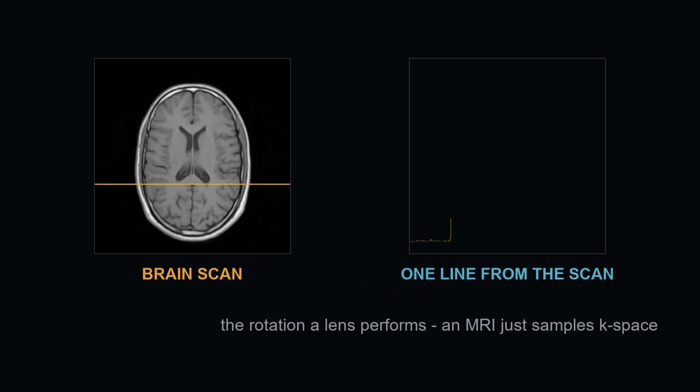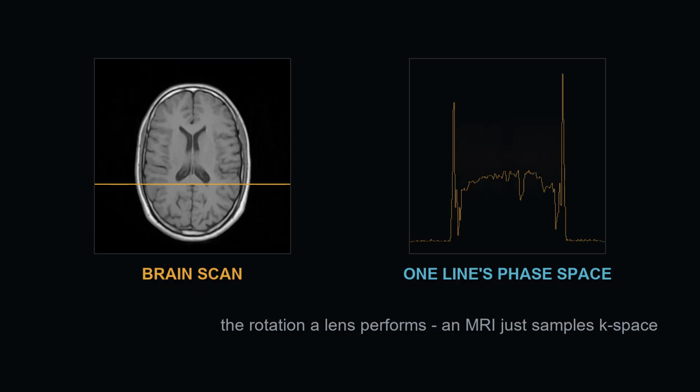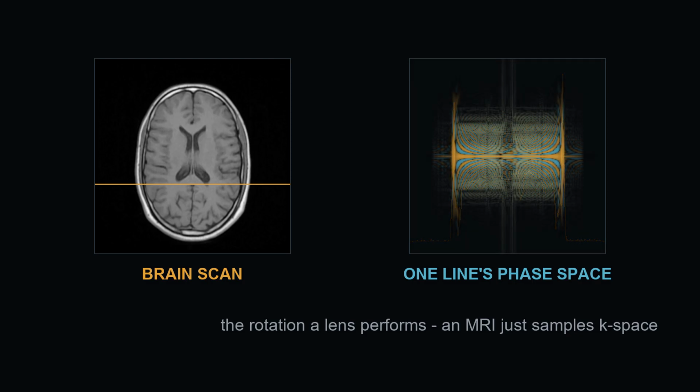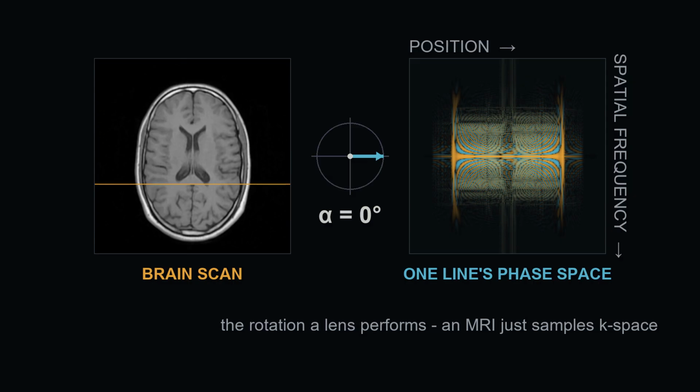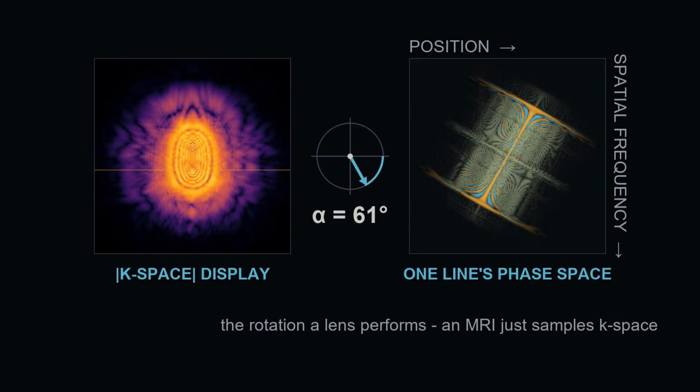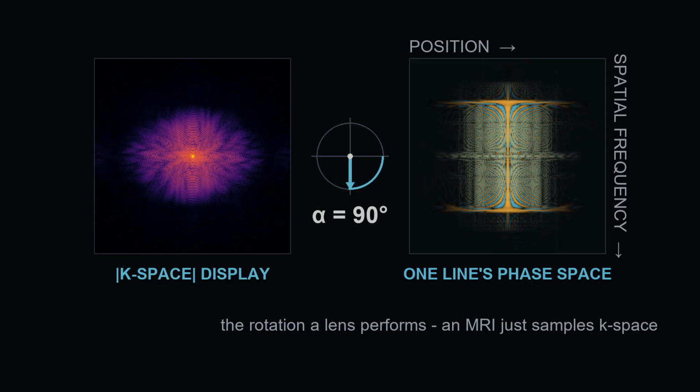But nothing was turning because you were watching the wrong plane. Take one line through the scan. Plot it by position and spatial frequency, and you get a second map, phase space. Turn one parameter in both panels. At 90 degrees, the picture reaches K-space.